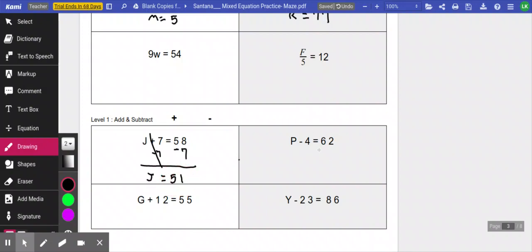And one last one on this page. P minus 4 equals 62. The inverse of minus 4 would be plus 4. Do you need to show your work? Absolutely. No work, no credit. 62 plus 4, 66.